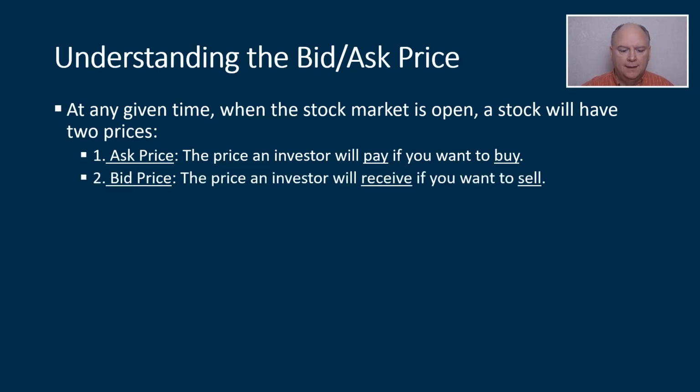Now, if you want to sell, okay, you're going to sell at what is called the bid price. I just remember it: bid, sell, BS. Okay, the learning by association or remembering things that way seems to help me pretty well. BS, the price an investor will receive when you want to sell. And so there are two prices, a buy price and a sell price.